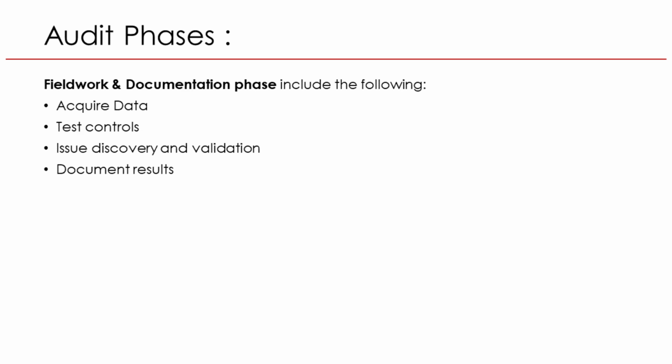Issue discovery and validation. Any problems or weaknesses found are analyzed and confirmed with the process owners to ensure accuracy. Example: if duplicate vendor payments are discovered, the auditor discusses with the finance manager to confirm if it's a real issue or a data error. Document results. The auditor records all procedures, findings, and evidence to support conclusions. Example: writing work papers that include screenshots, test results, and notes from interviews.